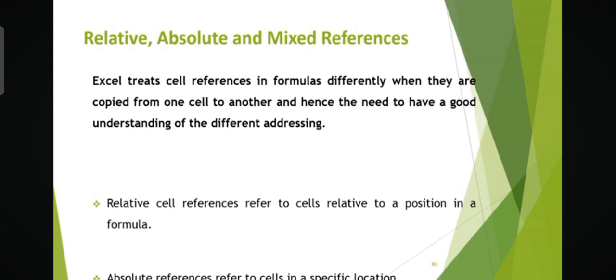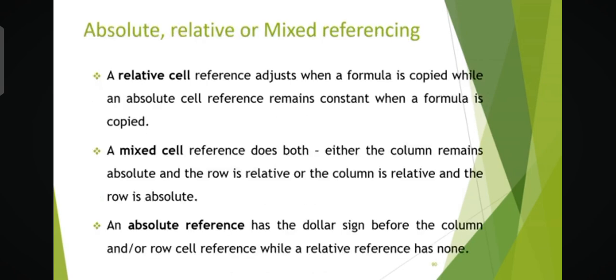Now, when we don't want that, we want the cell to be specific, such that every time we do something, it remains the same. Then we do absolute cell referencing. Absolute cell referencing refers to the cell in a specific location. That particular location is what we want. Whatever is inside it is what we want. We don't want it to change. So let's demonstrate absolute cell referencing after we remove this.